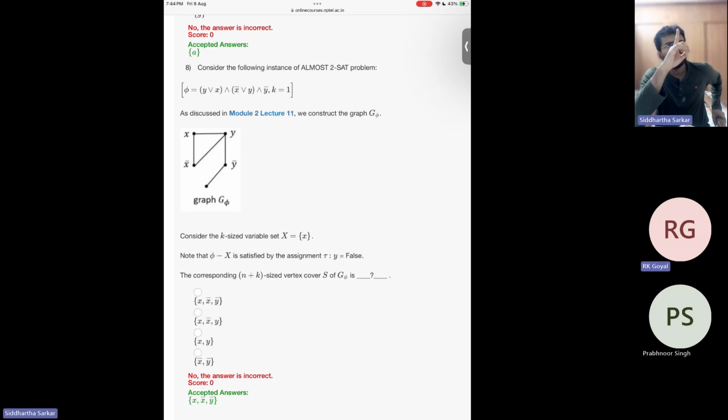Let me tell you what is almost two set. Can you delete at most k clauses such that this Boolean formula becomes satisfied? Maybe this Boolean formula is not satisfiable, but by deleting k clauses, can you make sure it is satisfied? In this case, phi has three clauses: y, x bar or y, and y bar. Can you delete exactly one of these three clauses such that the rest can be satisfied with some assignment? That is the question.